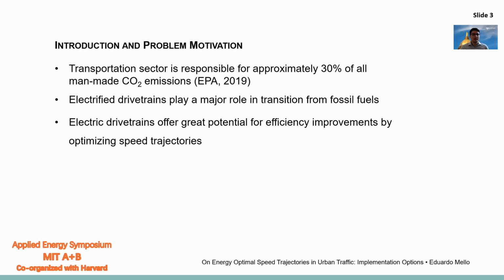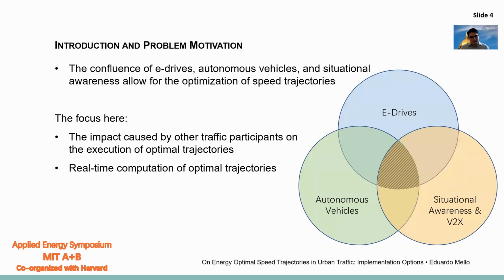According to the EPA, 30% of the man-made CO2 emissions come from the transportation sector. And while electric drivetrains are playing a major role in the transition from fossil fuels to greener options, electric drivetrains also offer a great potential for efficiency improvements by optimizing their speed trajectories. The confluence of electric drives, autonomous vehicles, and situational awareness allows for the optimization of the speed trajectories.